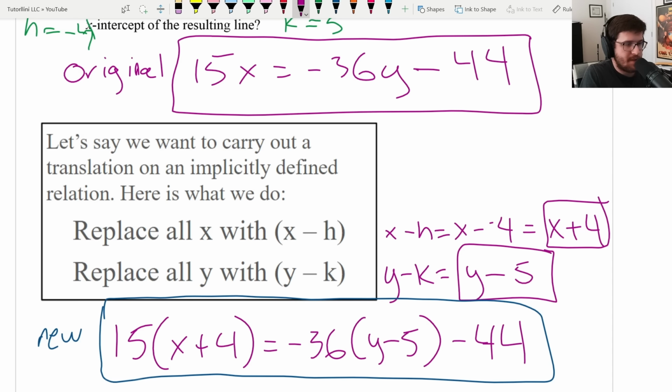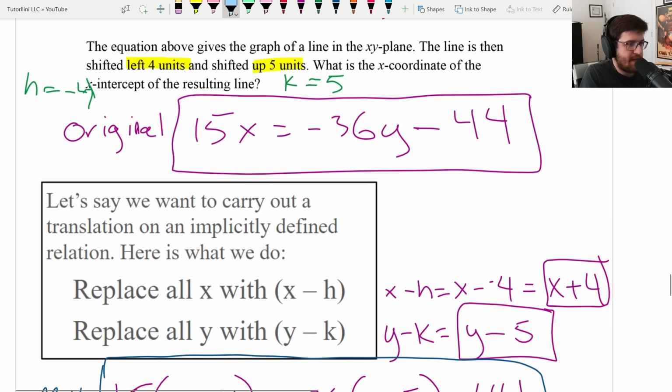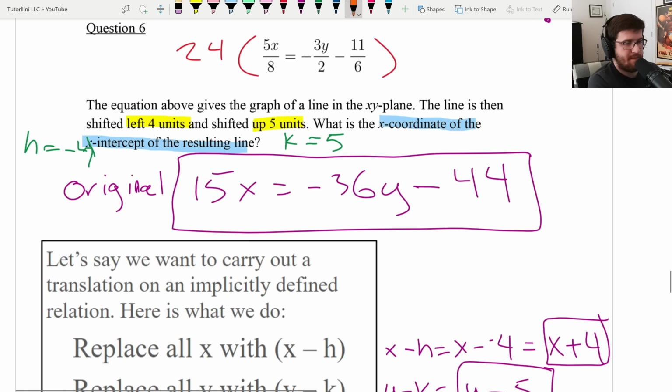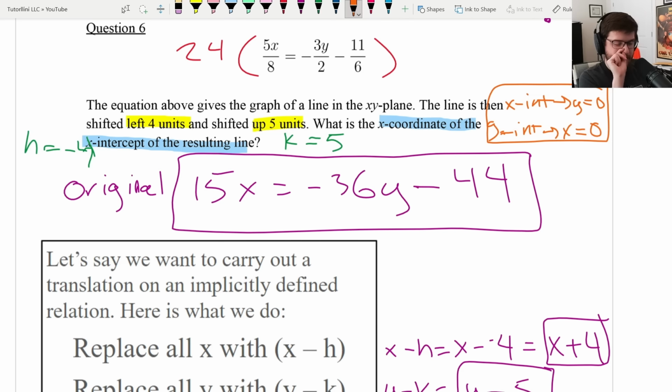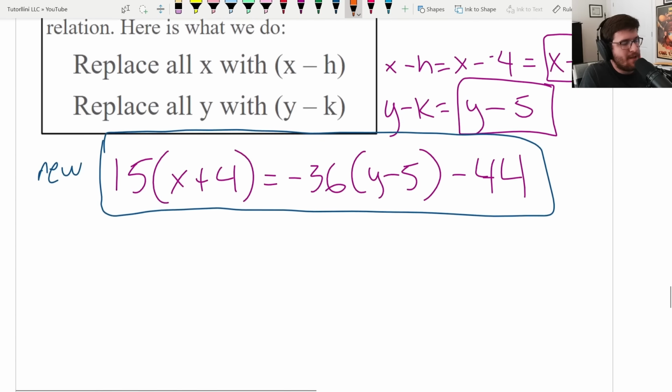Now what we're going to do is look at the question. It wants the x-coordinate of the x-intercept. So to find a y-intercept, we set x equal to 0. But to find an x-intercept, the x-coordinate of an x-intercept, we set y equal to 0, and that's what we're going to do here. So that's just for any question. You're really going to want to make sure you know that. You'd hate to do all this work and then not know how to find the intercept. Okay, great.